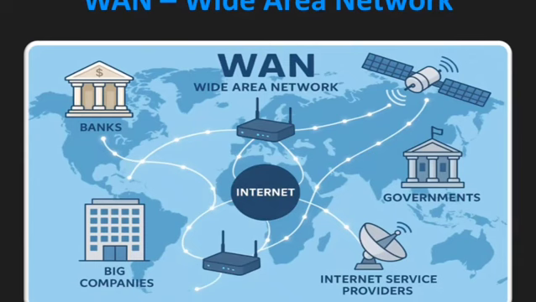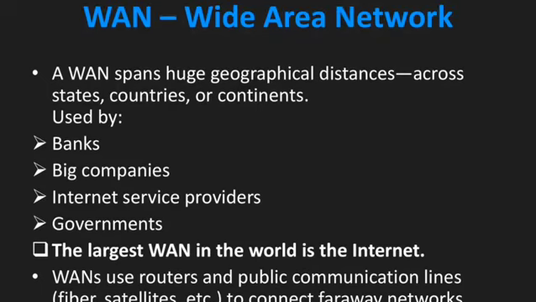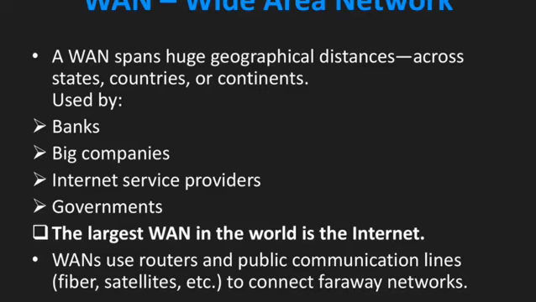WAN, Wide Area Network. A WAN, or Wide Area Network, covers a huge geographical area, across states, countries, and even continents. WANs are used by banks, large companies, governments, and internet service providers. The biggest WAN in the world is the internet itself. WANs use routers, fiber cables, satellites, and other long-distance technologies to connect faraway networks.